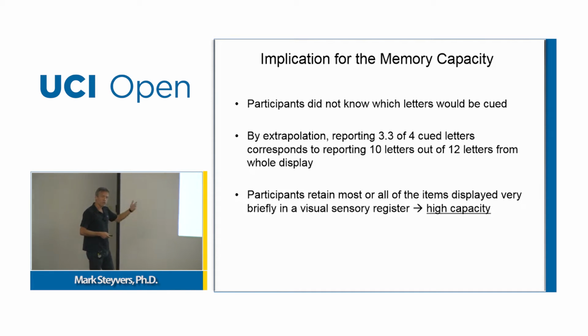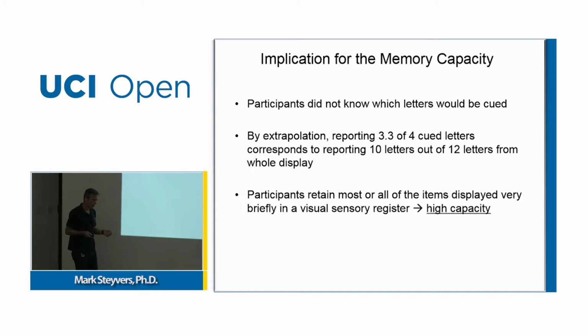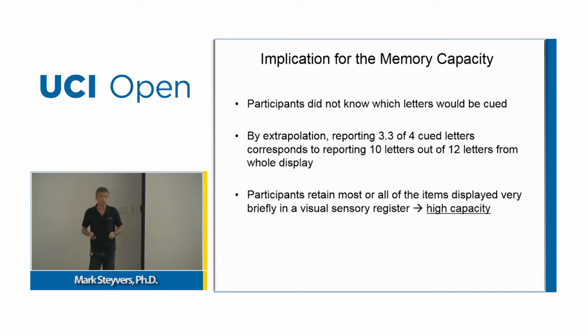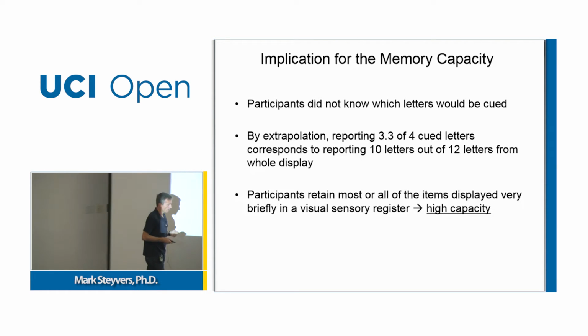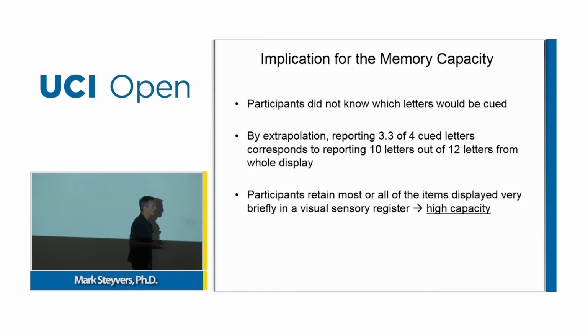Now, other demonstrations have shown that there's a similar store for auditory information called echoic memory. This is a very fleeting memory store. Things decay very, very quickly.